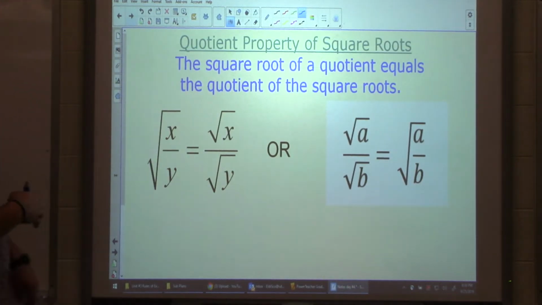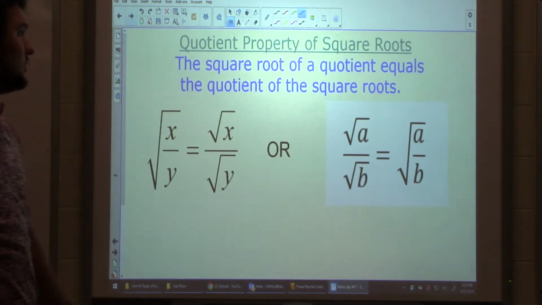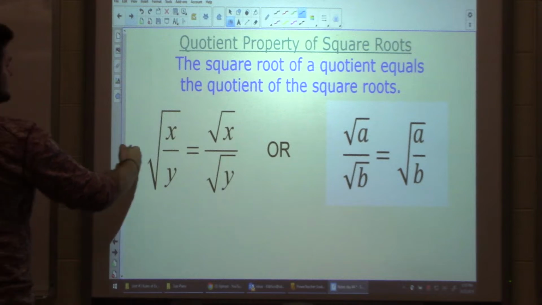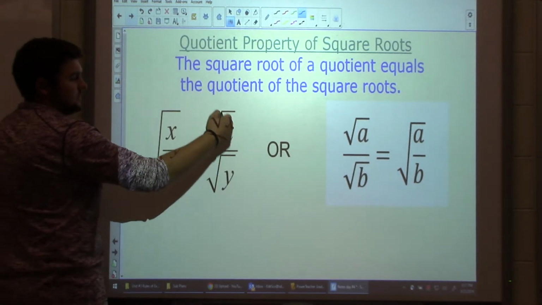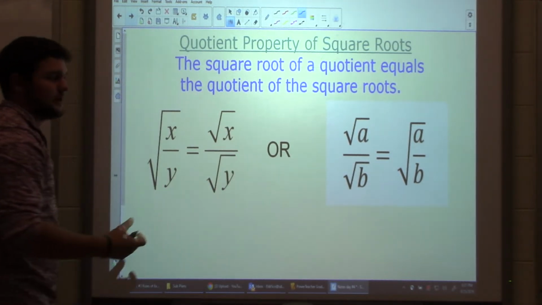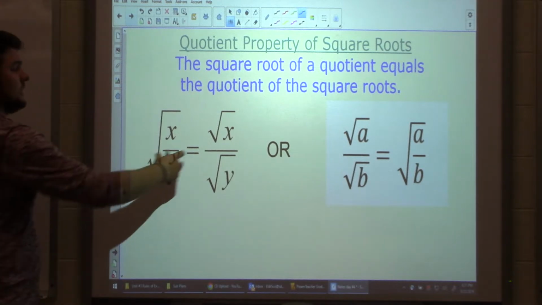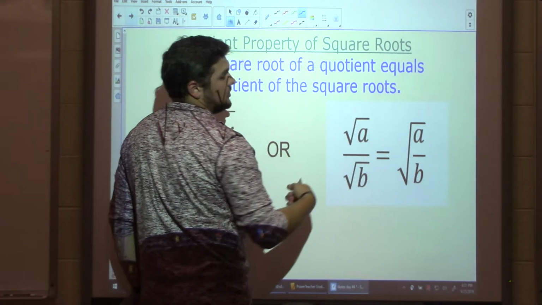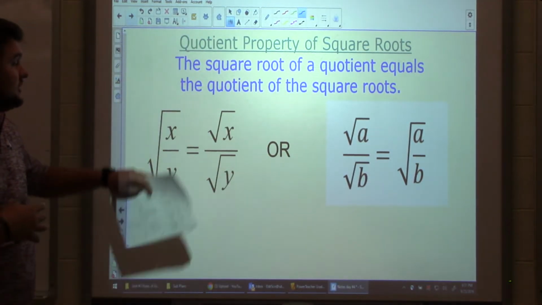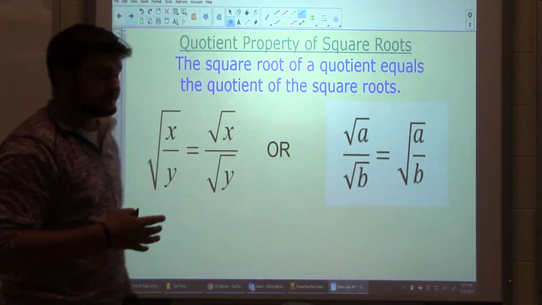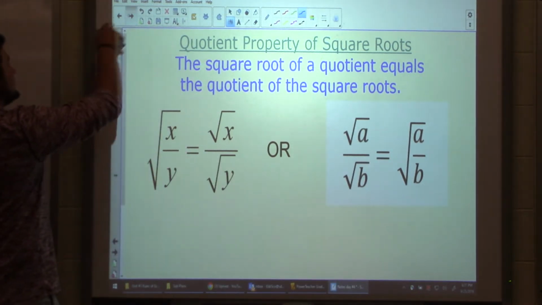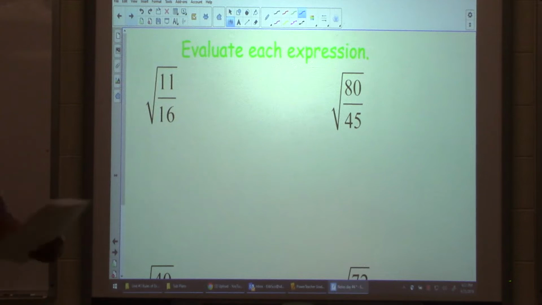Alright, that was multiplication. Now the quotient property. Right? Quotient property of square roots states that the square root of x over y is the same as the square root of x over the square root of y, and vice versa. You can go either way with this one. Same thing with the product property, you can go either way. And we're actually going to use it both ways. So, highlight it, circle it. So let's start out by doing it.